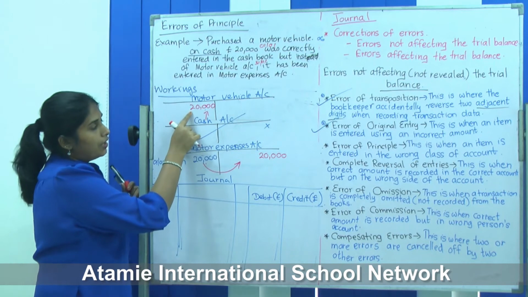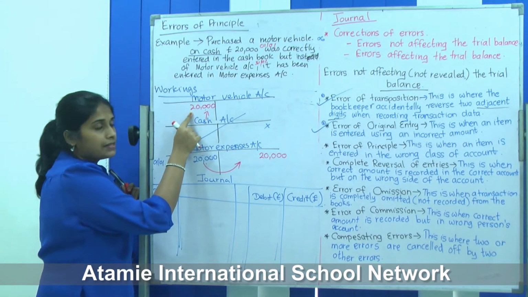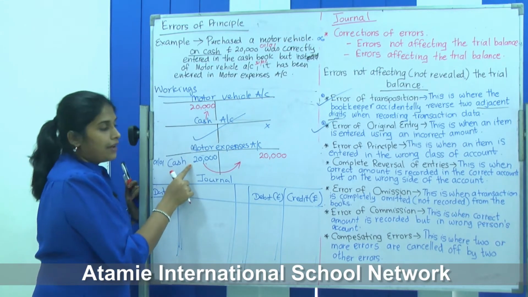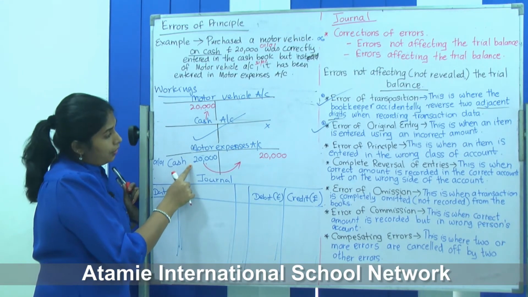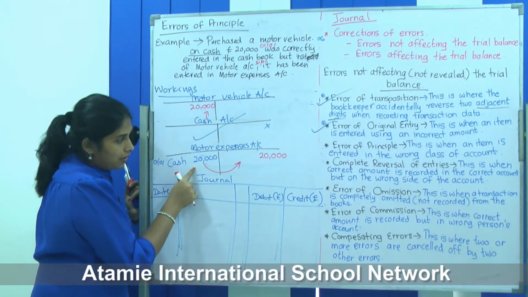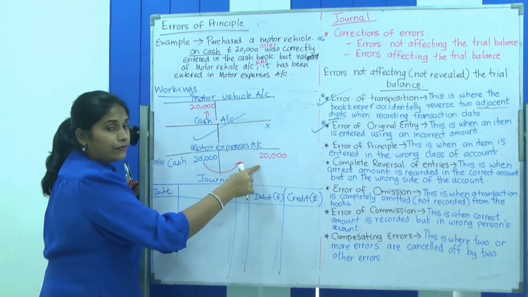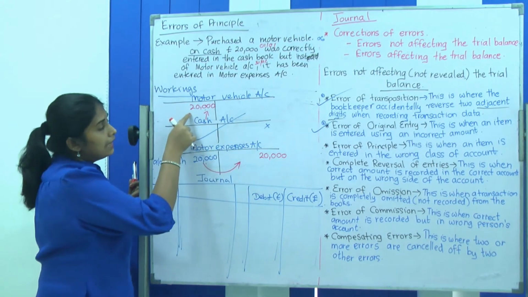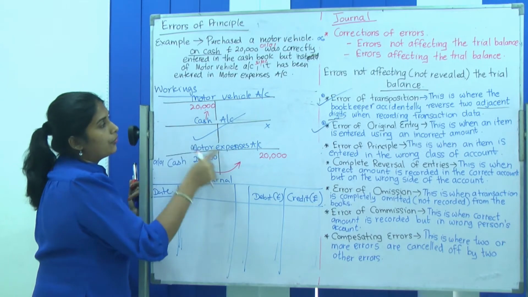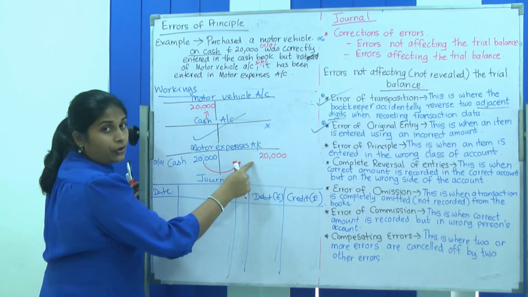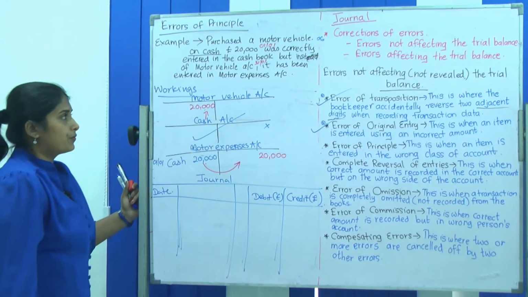So 20,000, which should be recorded on the debit side of the motor vehicles account, mistakenly they have recorded in the motor expenses account. So this 20,000 does not belong in the motor expenses account. So to cancel, you have to write off that on the credit side. So to correctly enter to the motor vehicles account, you have to debit the motor vehicles account. So the credit entry is also there and the debit entry is also there.